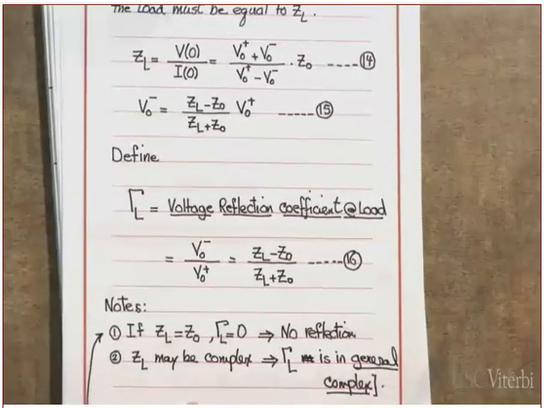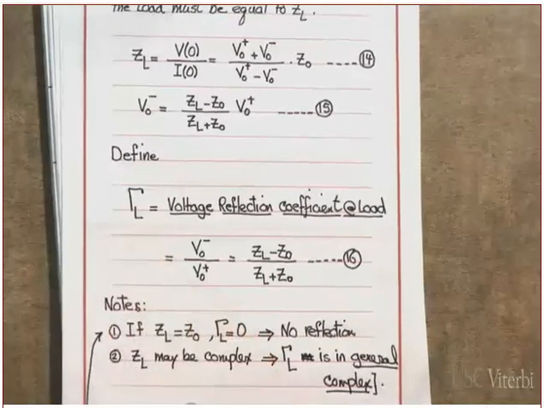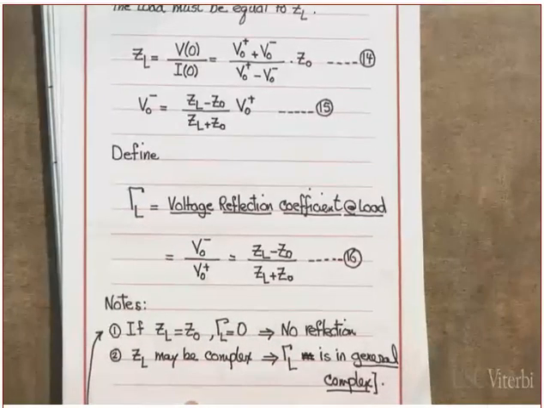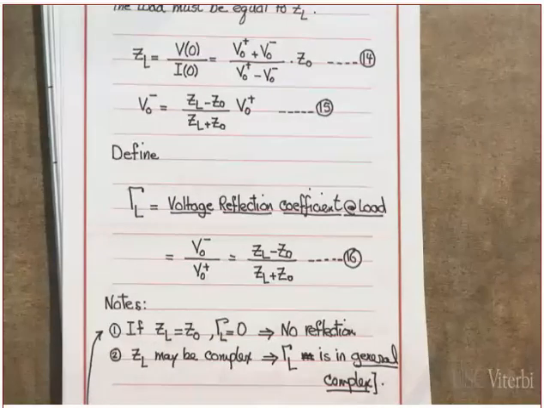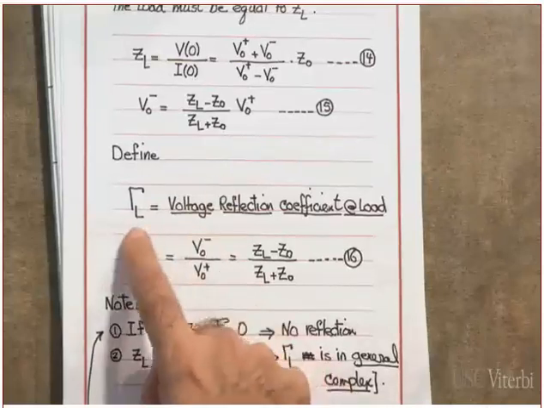Clear? Question. Can this one be, in general, real or complex? In general, this is complex, which means what? You can designate it by a magnitude and a what? Phase. Clear? Question number 2. Could it be negative? Could this one be negative?